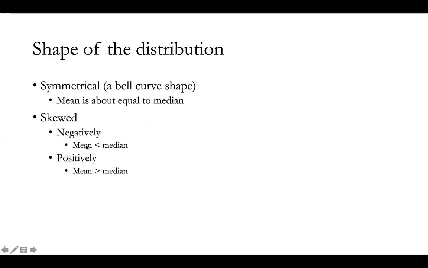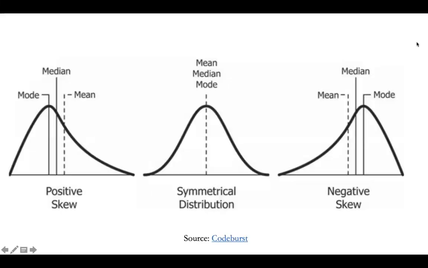We'll define those in a moment with some examples. A negative skew is a case where the mean is less than the median. Positive skew means that your mean is larger than the median. But before we get there, let's talk about symmetrical distributions. Here's an example of a symmetrical distribution. This is a case where the mean, the median, and the mode are about the same, if not identical. There are just as many observations to the left of the middle of the distribution as there are to the right.